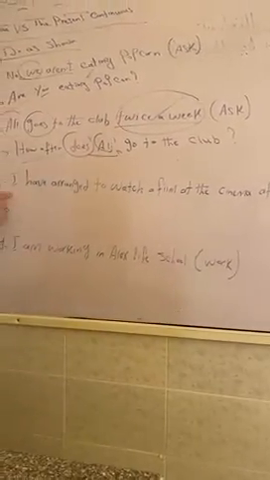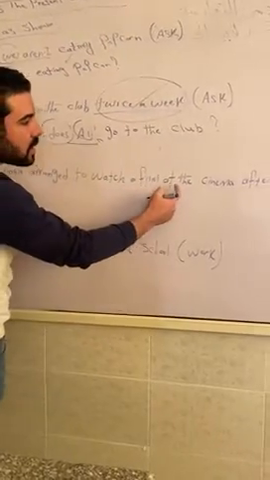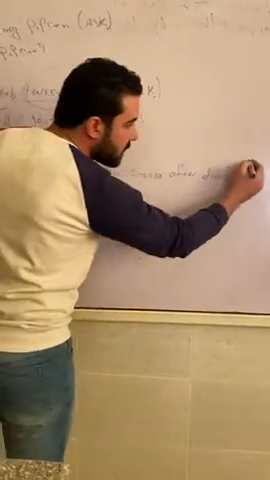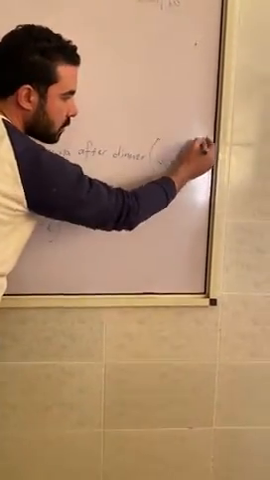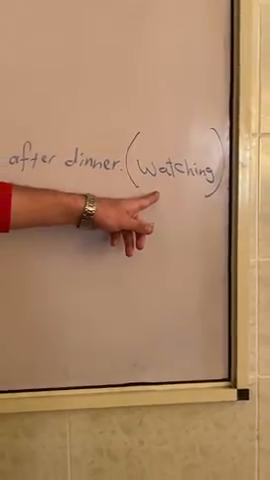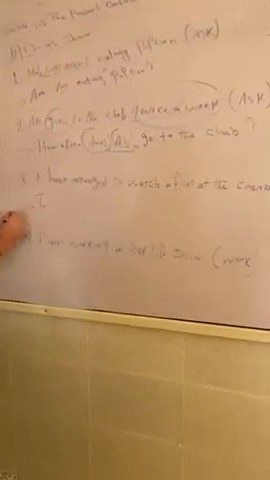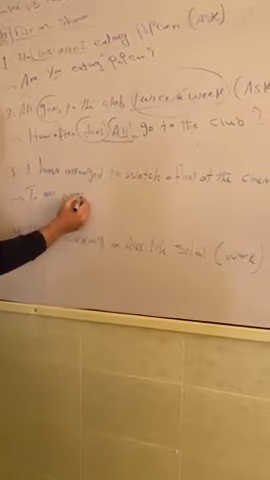Number 3, I have arranged to watch a film at the cinema after dinner. Here you are asked to use watching. Do you think watching is present simple or continuous? I think it's continuous. So how can we make the structure here? Starting with the subject, which is I. I takes what? Am. And the main verb, what is the main verb? Watching. Okay? So I am watching.